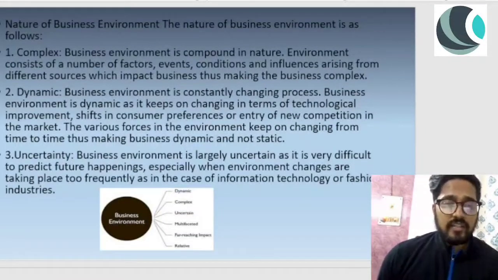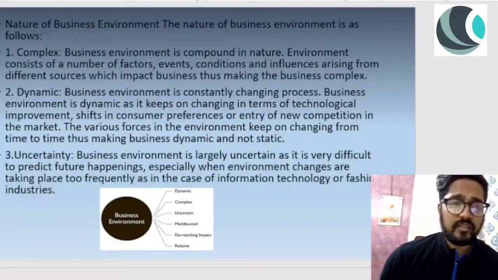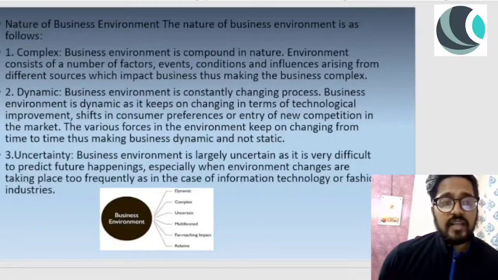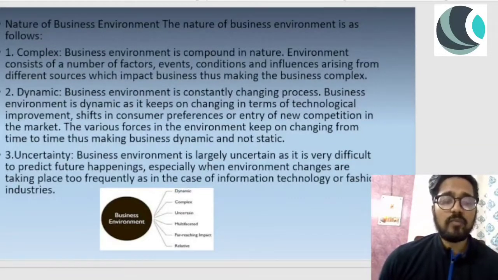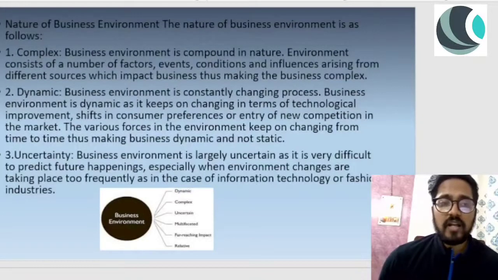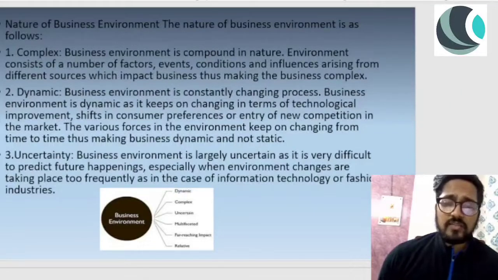As you may have realized by now, there are many factors, many stakeholders involved in a business. So the nature of the business environment includes the following. The first one being complex. Business environment is compound in nature. Environment consists of a number of factors, events, conditions, and influences arising from different sources which impact business, thus making the business complex. So, because there are so many factors involved, you must realize that it is not going to be straightforward.